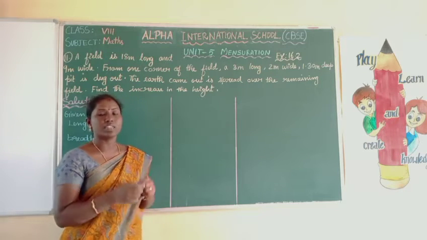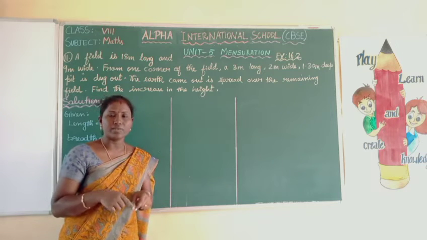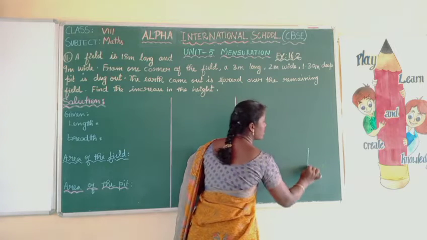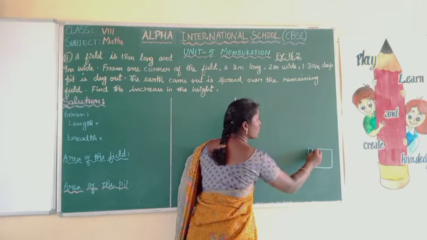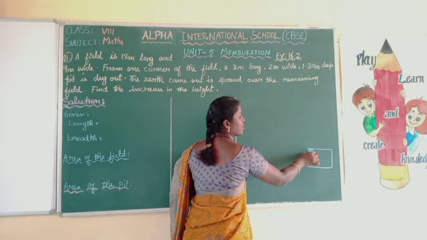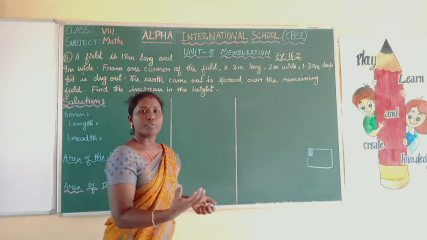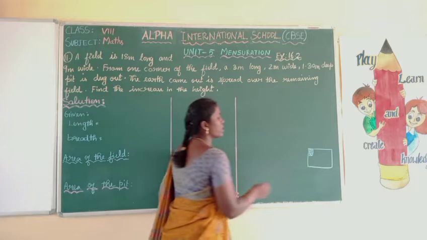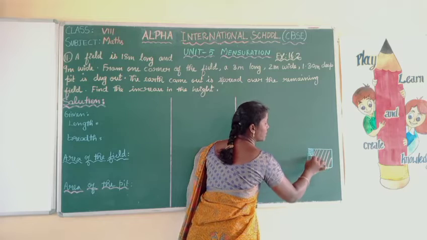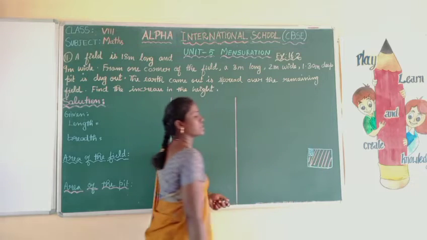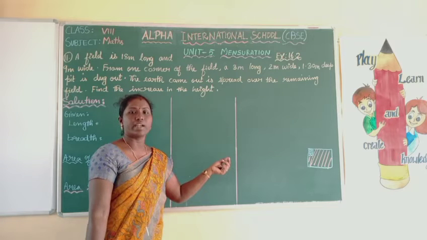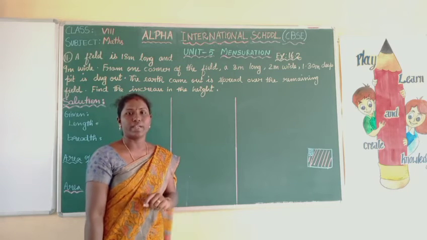So see the question, understand the question again. There is a rectangular field. At one corner of the field, they make a pit. The earth that they dug out from the pit, what did they do? They spread it over the other remaining part of the field. If we spread it over, there will be some increase in the height of the field. That height only we have to find here.